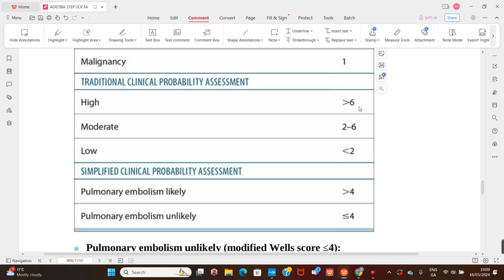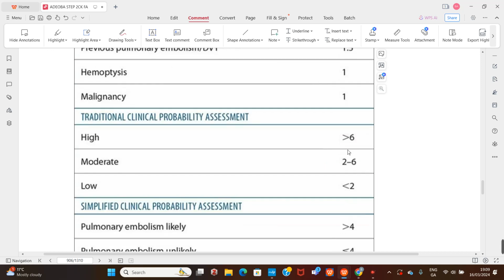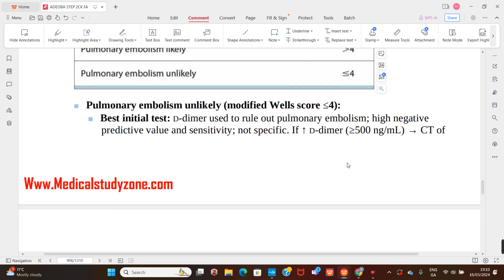If somebody has greater than 6, in fact, prophylactically, you might not even need to be doing CT stuff. Give the person anticoagulants. If it's moderate or low, that's when you cannot be thinking, okay, let me do investigation first. So let us go to the best initial test depending on the Wells score.